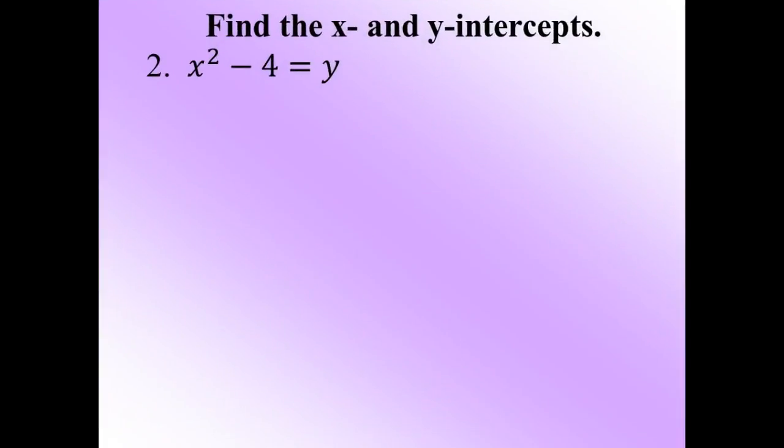Now let's look at an example that's nonlinear. Now this is a quadratic, and you may remember from Algebra 1 that if you graph this, it would give you a U-shaped graph or a parabola. And that U-shaped graph may have more than one x-intercept. So let's see what happens here.